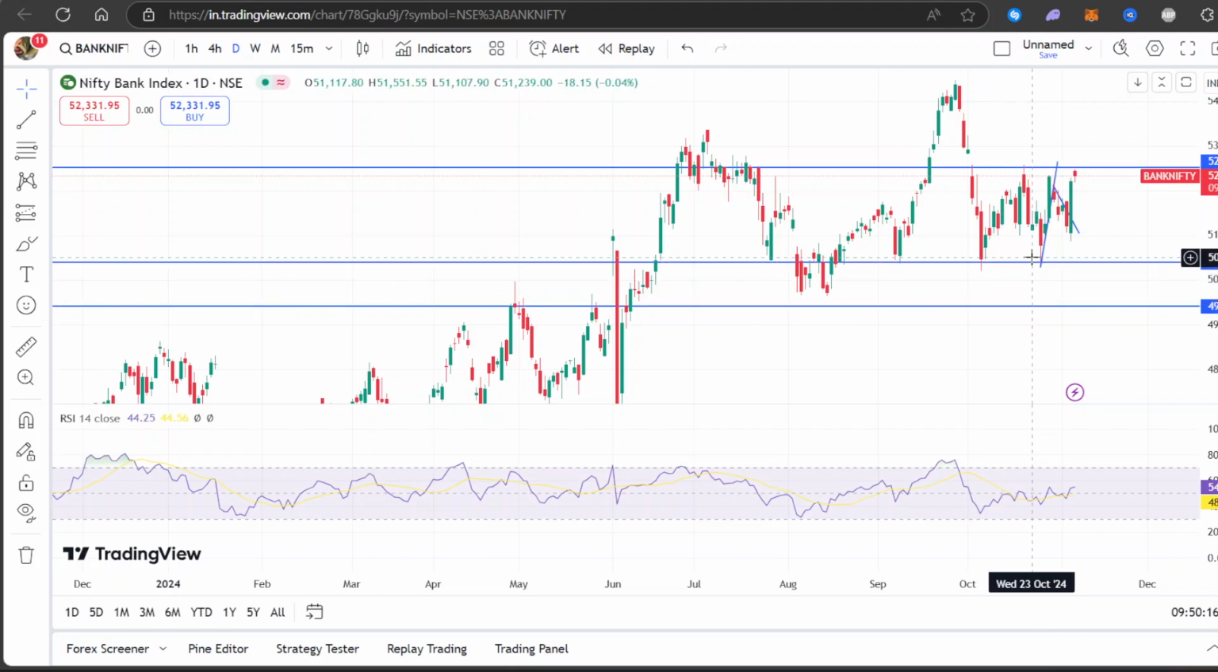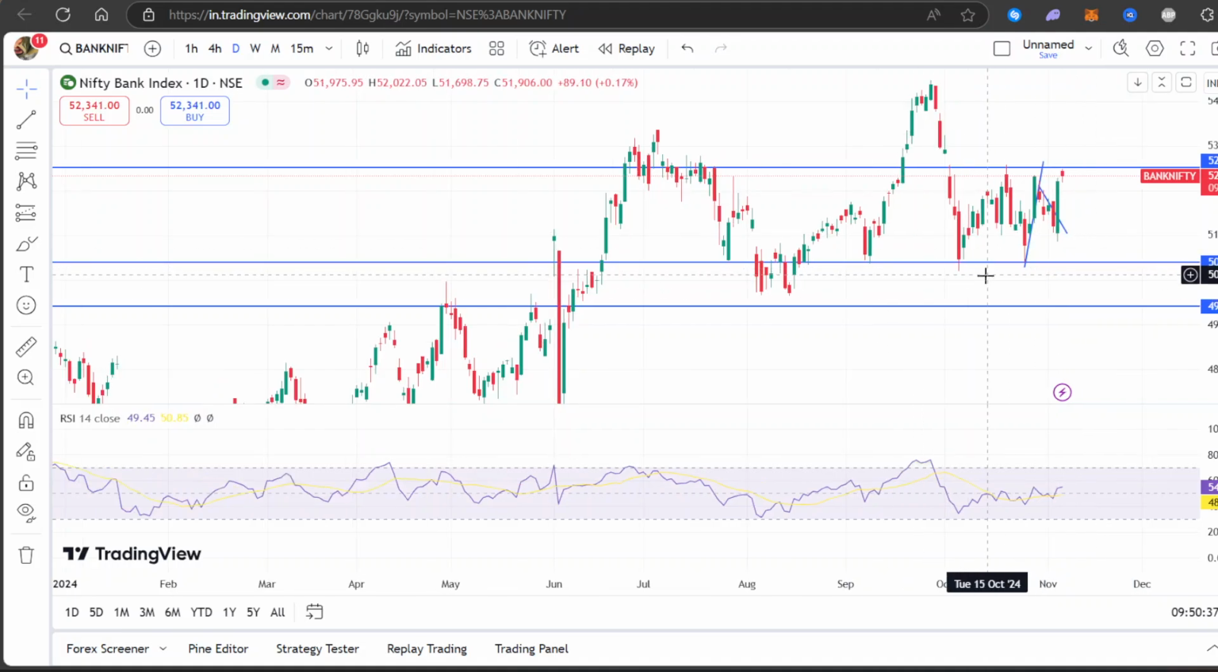Another thing to pay attention to is psychological levels, such as 50,000, 52,000. Those whole number levels can be points of rejection as well. Those psychological levels are important to pay attention to.